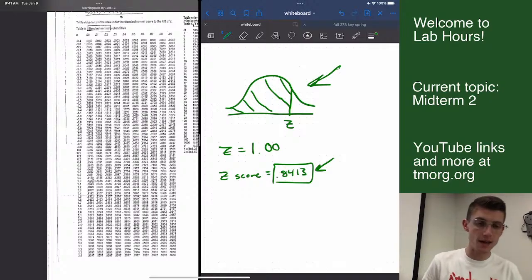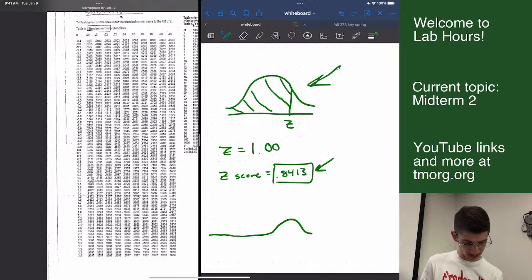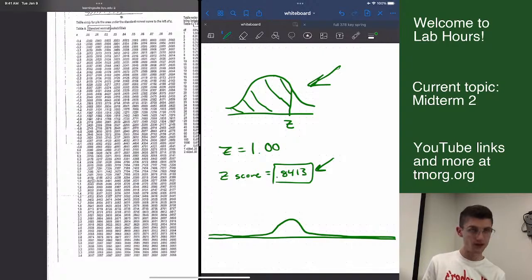Okay? What does that mean? Practically, it means you have an 84.13% chance of getting a z-score that is less than 1. This makes sense intuitively as well when you look at the normal distribution and realize it goes from negative infinity, takes a bump at 0, and then goes out to infinity and basically looks like this, right?